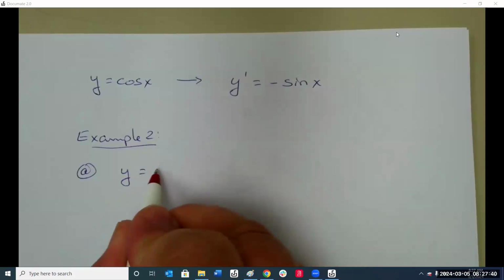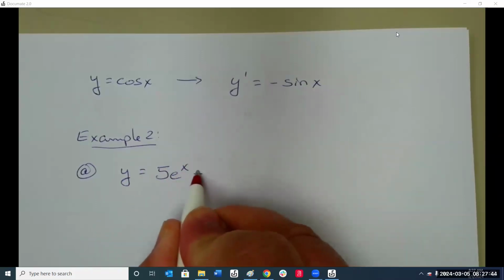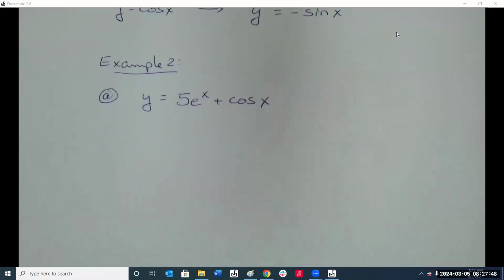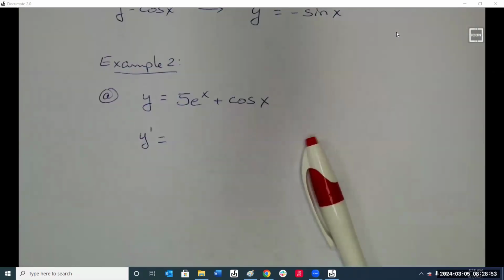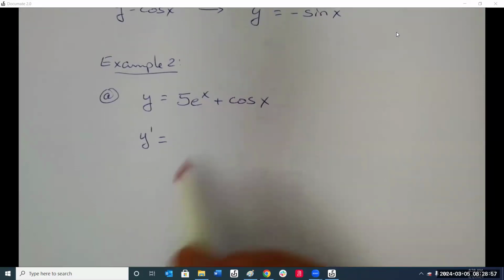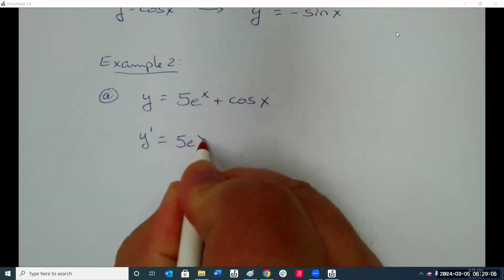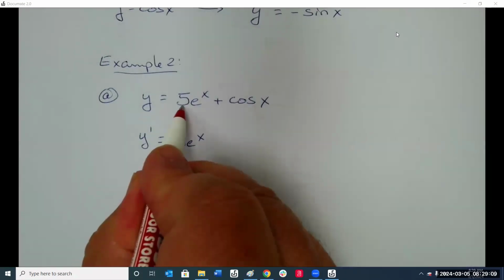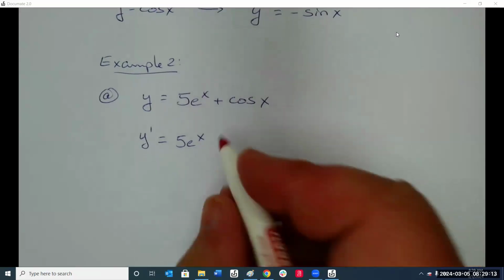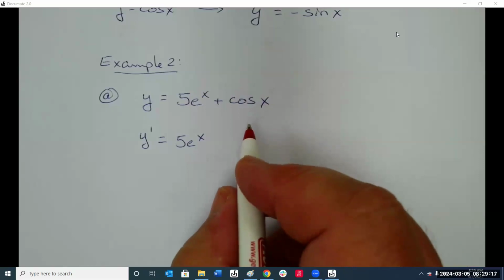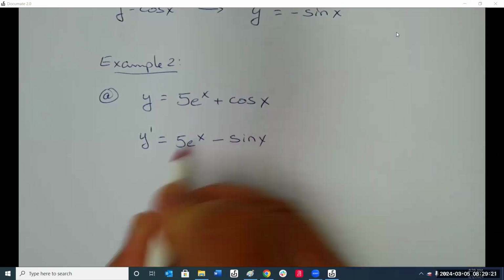So looking at example 2. We have 5e to the x plus cosine x. We want the derivative. Since these are added together, we do each one separately. What's the derivative of 5e to the x? Doesn't change, because that's a constant multiple. The derivative of e to the x is e to the x. The derivative of cosine is negative sine, and there's your answer.